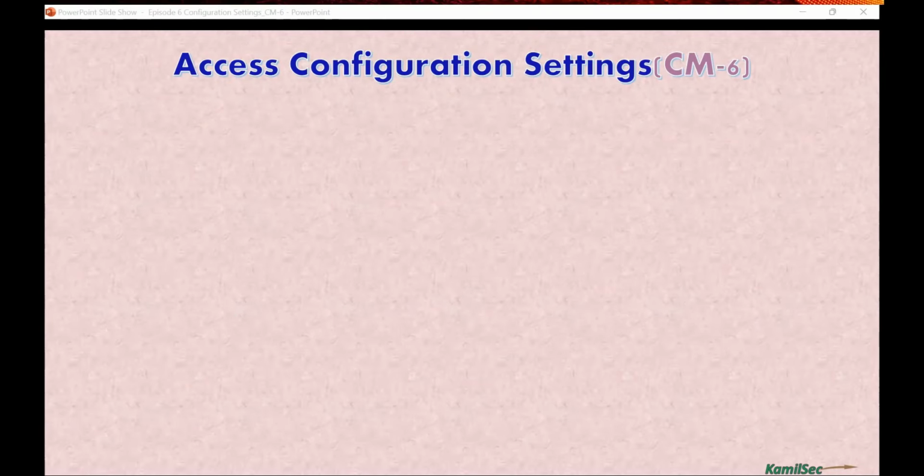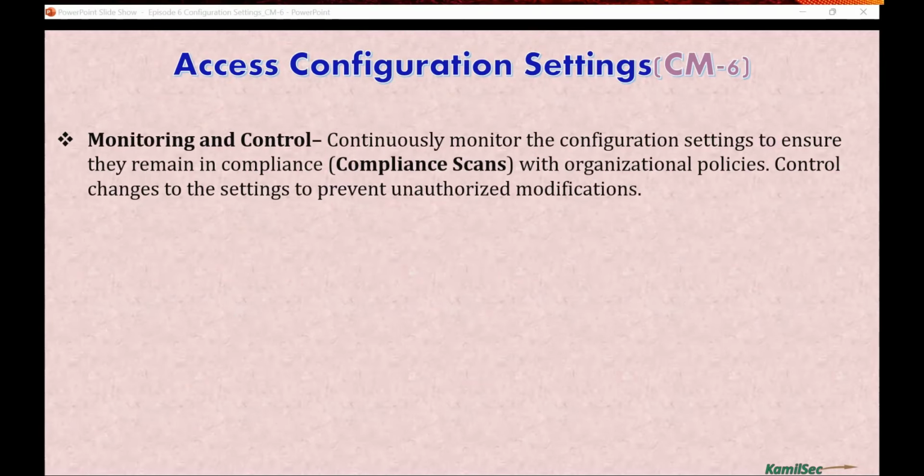Moving on. Monitoring and control. Continuously monitor the configuration settings to ensure they remain in compliance. That is, performing some sort of compliance scans on your systems and devices against organizational policies. Control changes to the settings to prevent unauthorized modification.